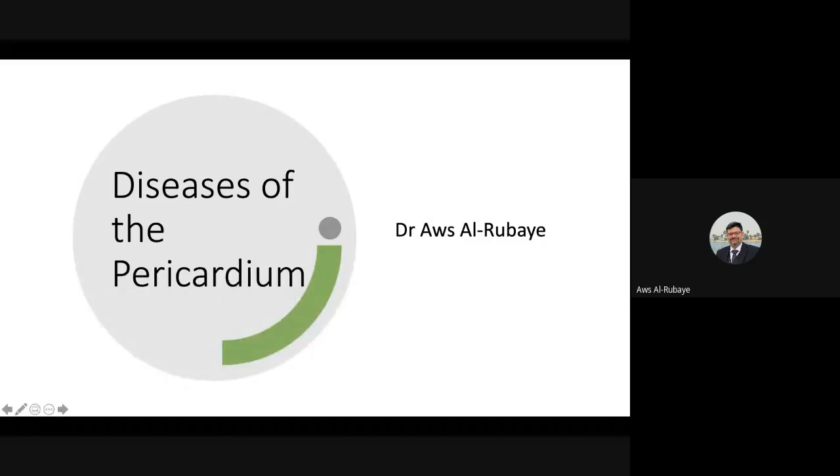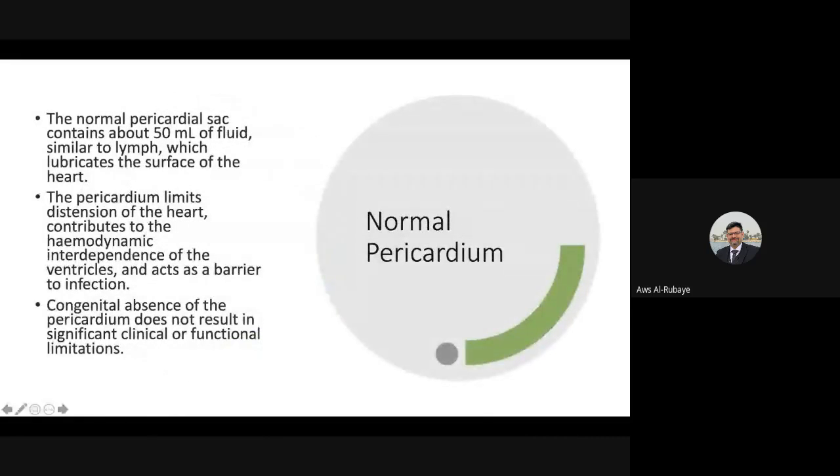Diseases of pericardium. The normal pericardial sac contains about 50 ml of fluid that is similar to lymph, and this fluid lubricates the surface of the heart. The pericardium limits the distension of the heart and contributes to the hemodynamic interdependence of the ventricles and acts as a barrier to infection. There are some cases in which the pericardium is absent.